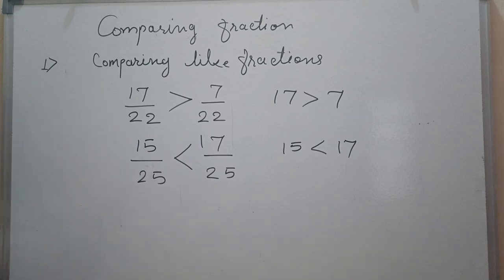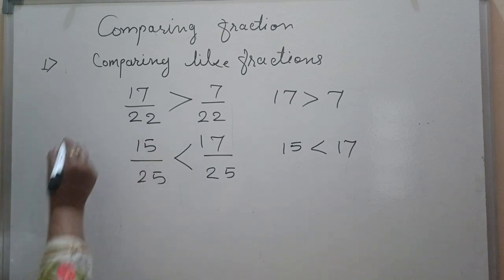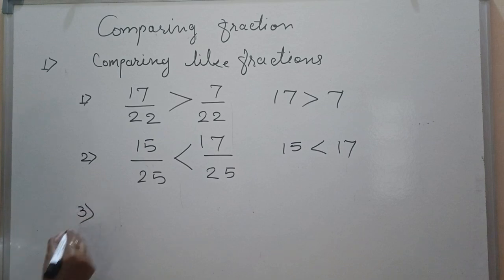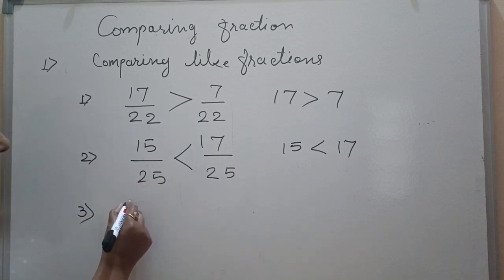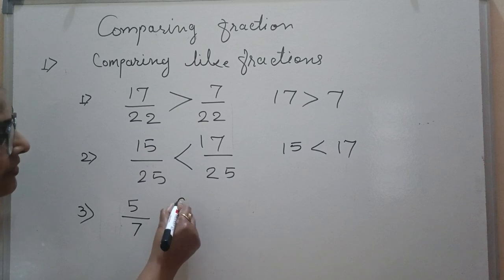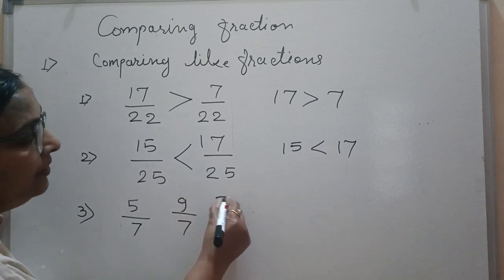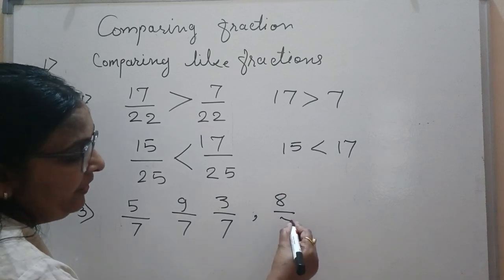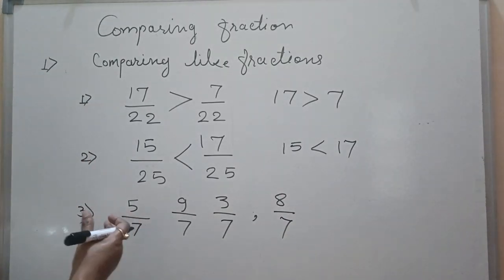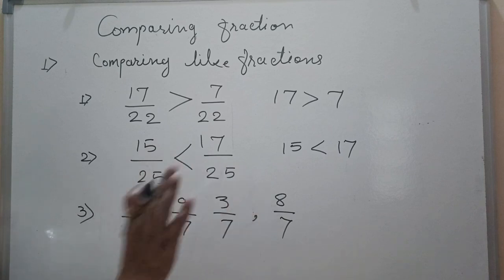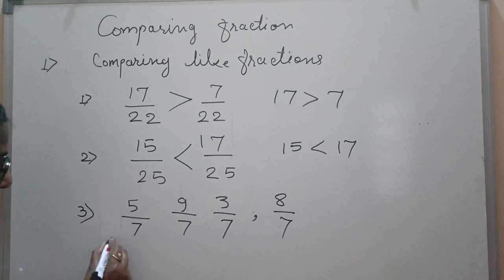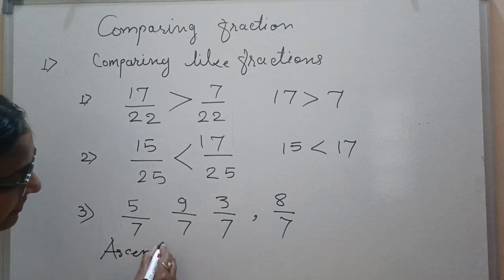If you have to arrange in ascending and descending order, how can you do it? One more example I am taking here. 5 by 7, 9 by 7, 3 by 7, 8 by 7. I have written these fractions randomly. Now we are going to arrange these in ascending order.